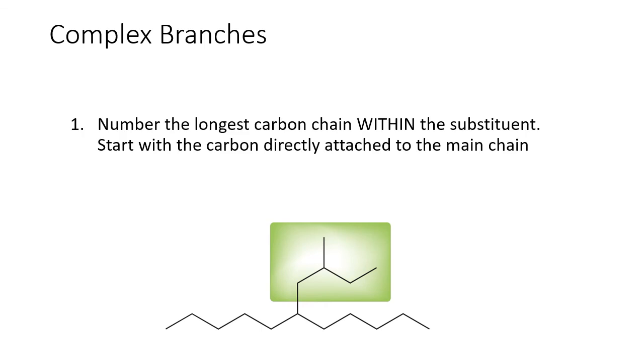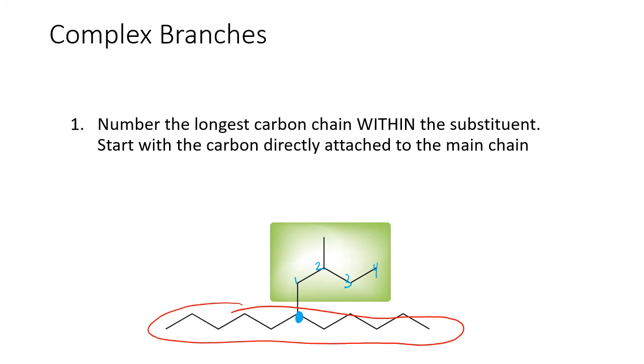So first you still find your longest continuous parent chain, such as this guy. But then that side branch, it might not have a common name. And you want to work within that side branch separately now. Number the longest carbon chain within that complex branch, and you're going to start with the carbon that's directly attached to the main carbon. So what that means is if this is the main carbon that's directly there, this is going to be the first carbon that's attached to it. So we're looking for the longest chain within here. So 1, 2, 3, 4 there. So there's 4 carbons within that side branch.